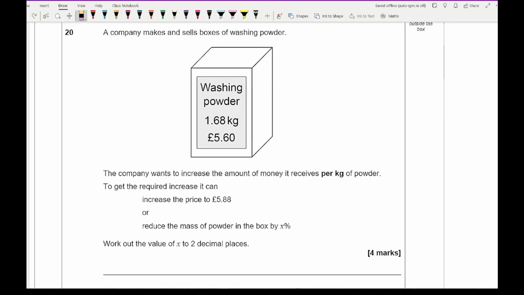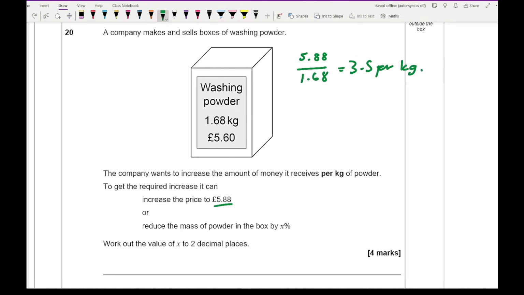So for this, what we want to do is work out the price per kilogram from the increase. So the new price is £5.88, and we want to divide that by the weight, which is 1.68. So if I do 5.88 divided by 1.68, that gives me 3.5. So I want £3.5 per kilogram.